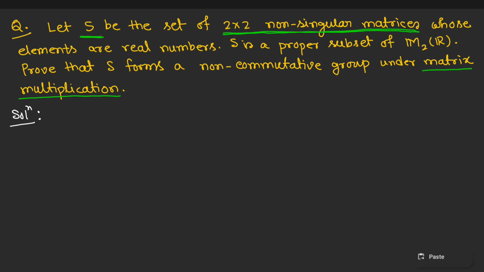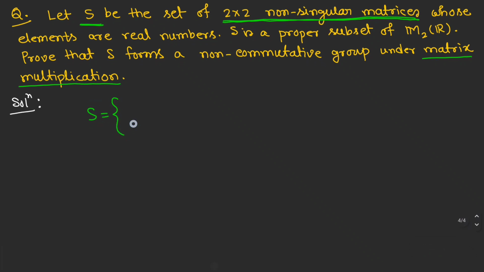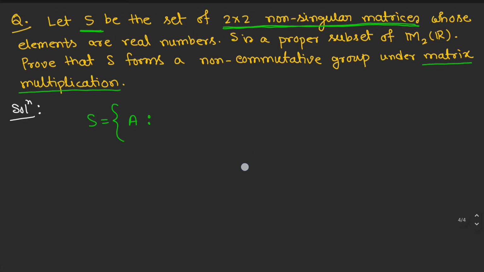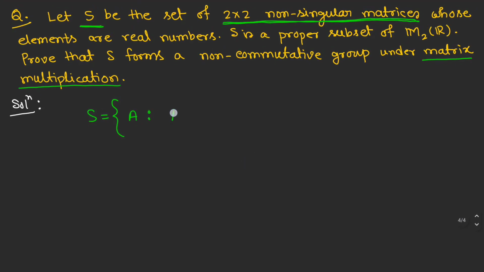That means the element of the set S, let's say I am writing S equals the collection of matrices, let's say capital A. And what is A? A is a 2 by 2 matrix, and obviously determinant of A is not equal to 0. Non-singular, na? 2 by 2 non-singular matrices. So determinant A is not equal to 0, whose elements are real numbers. So obviously the elements of the matrix A will be real numbers.